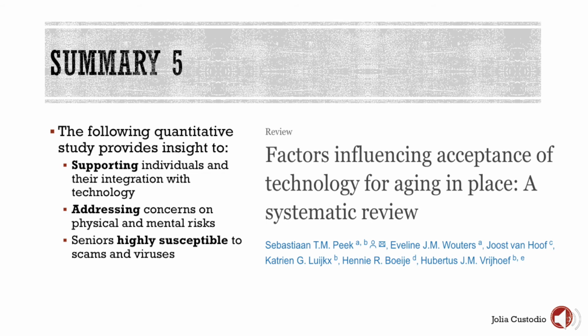The first theme highlighted in the study calls for action in supporting our seniors and integrating technology in their daily lives. This subsequently leads to addressing concerns on their physiological and mental state when integrating these methods. Another point, however, that the article highlights is the elderly abuse at hand when they are using technology, as statistics show seniors being highly susceptible to scams and viruses on many platforms of media.